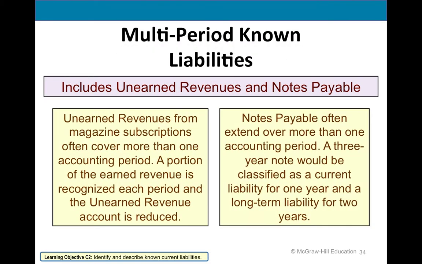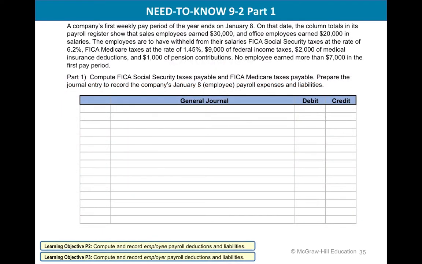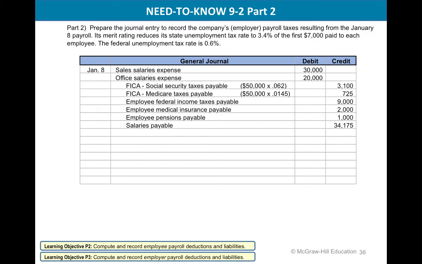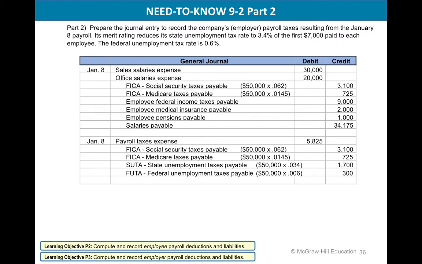Again, look at multiple period liabilities we talked about: unearned revenues, notes payable. Again, to give an example, you're going to have sales salaries and office salaries, and all the deductions they have, and their payroll tax expenses.